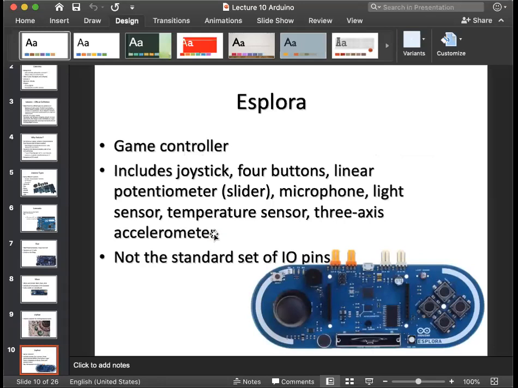Next one is Esplora. Esplora is basically used in the game controller. In the game controller, there is a joystick, there is a controlling button, there is a slider, there are microphones, there is a light sensor, a temperature sensor. So these things are included in the Esplora Arduino. Esplora Arduino is basically used for the game controller.